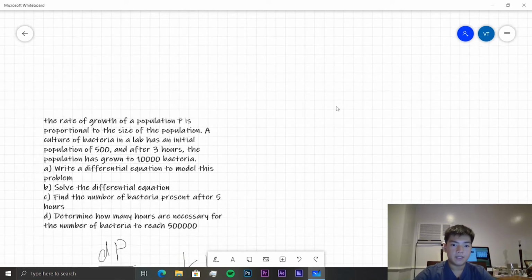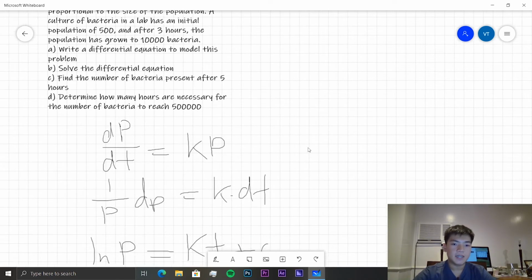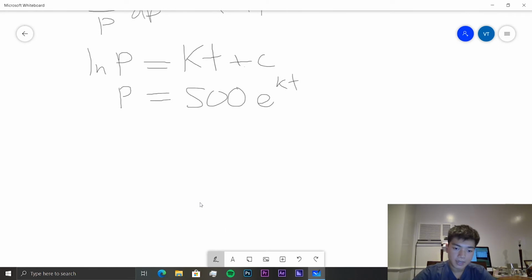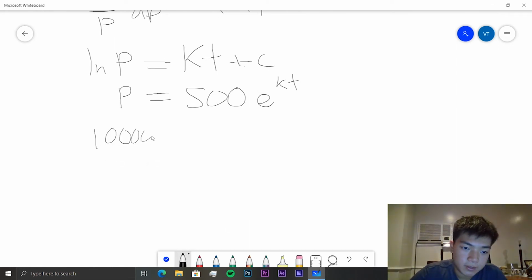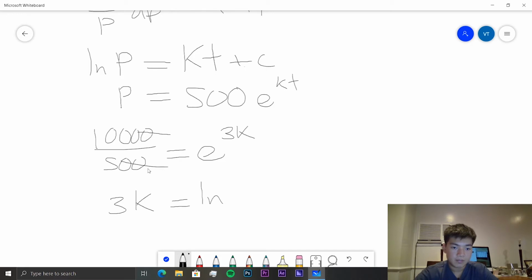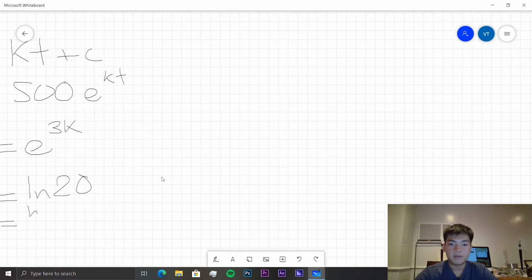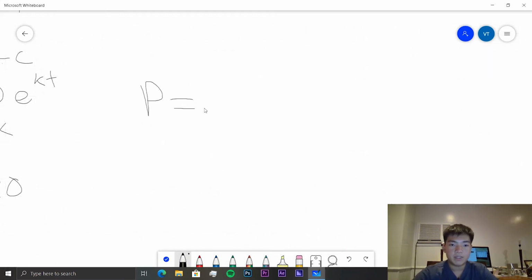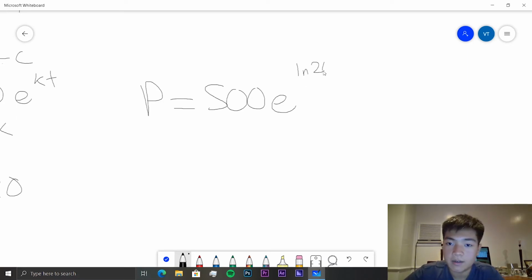And after 3 hours, the population is 10,000. So 10,000 over 500 is equal to e to the 3k. So 3k is equal to ln 20. So k is equal to ln 20 over 3. So we can model this as the population is equal to 500 e to the ln 20 over 3 times time.